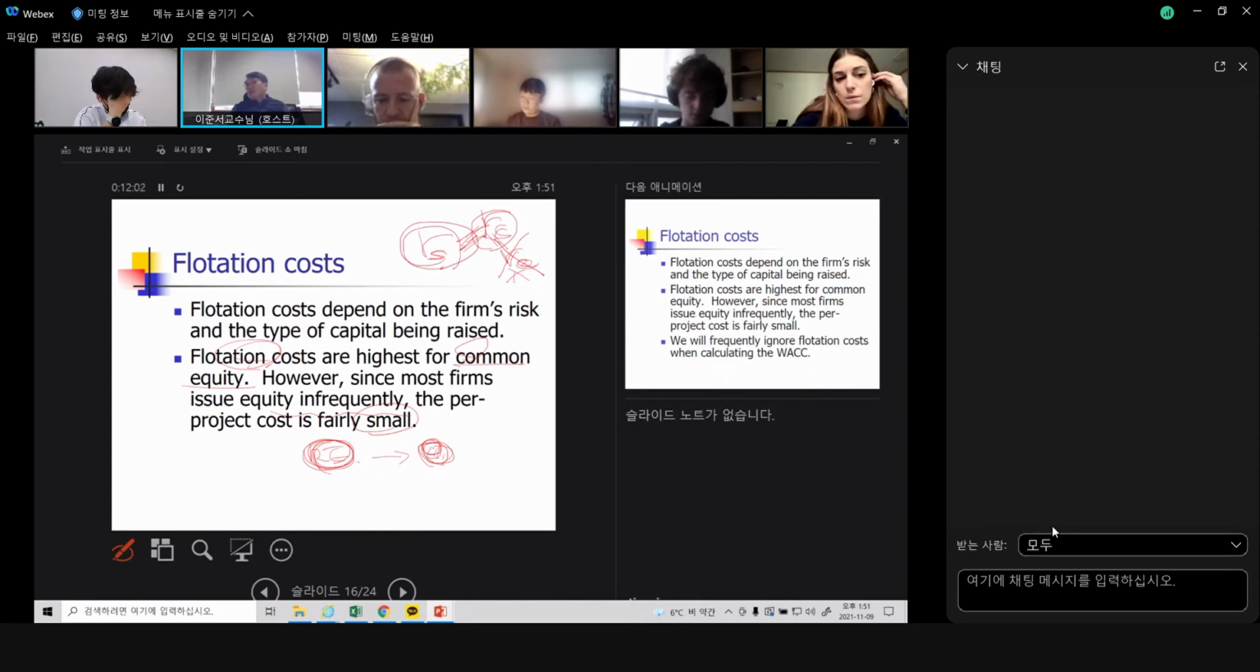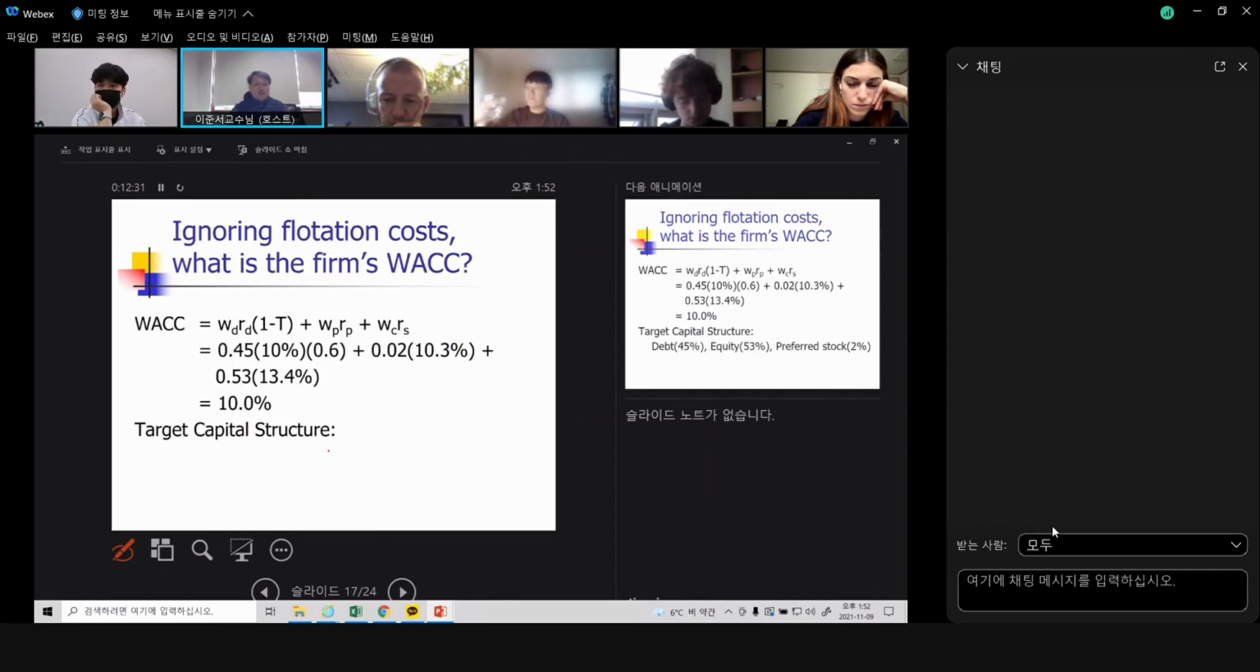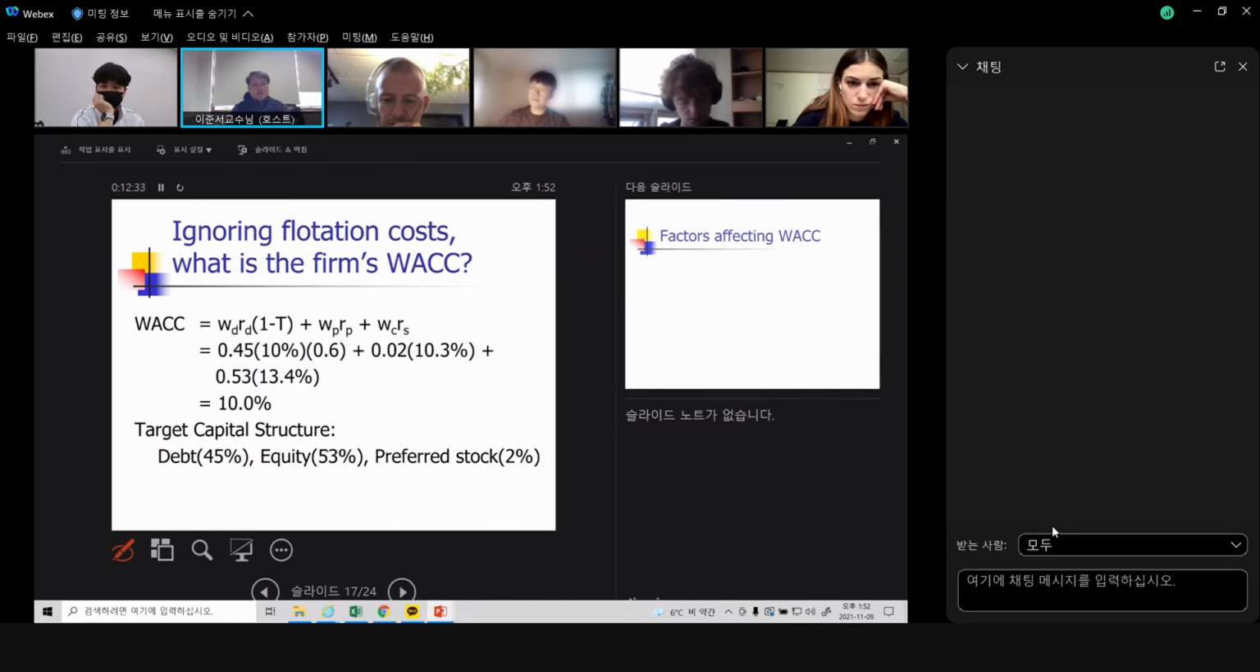All right. So if you say cost of equity, then we will say just RS, because it's very rare to issue new common equity. All right, that's the flotation cost. So we will frequently ignore the flotation cost when calculating the WACC. So if we ignore the flotation cost, then what is the capital structure? What is the firm's WACC?